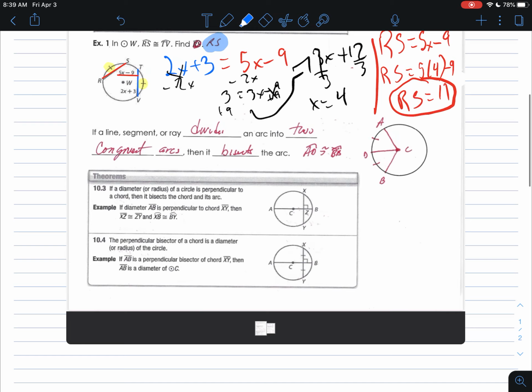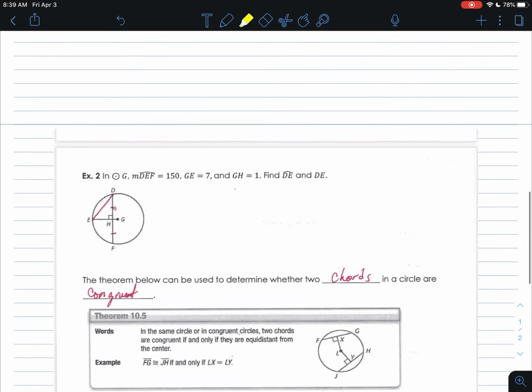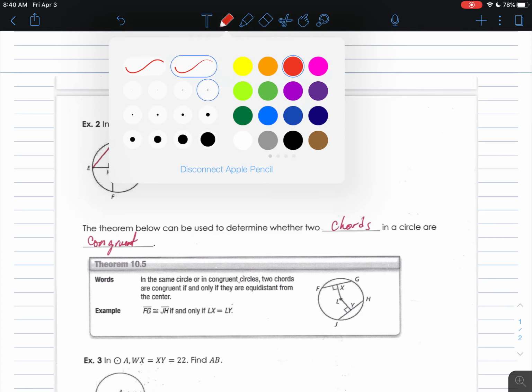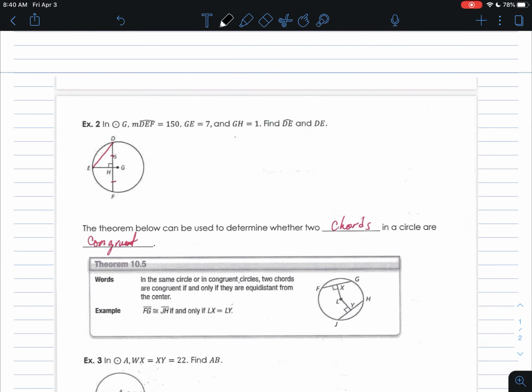Okay, once again, this is for you guys to read. Super important to understand how that works. Now let's take a look at example 2. With example 2, it looks confusing at first, but once you start working on it and understand the properties, it's much easier.